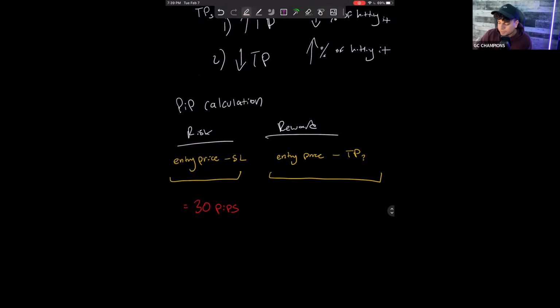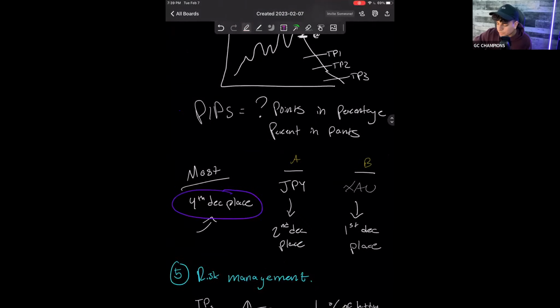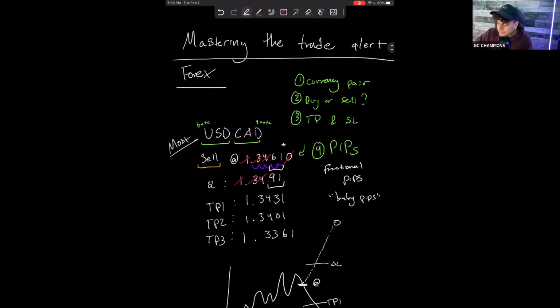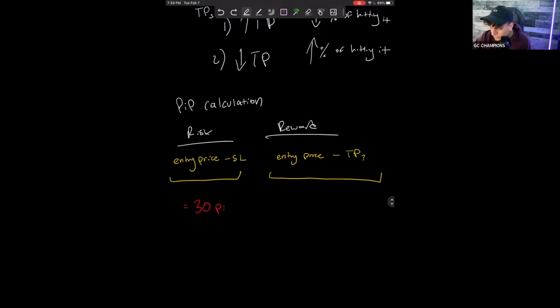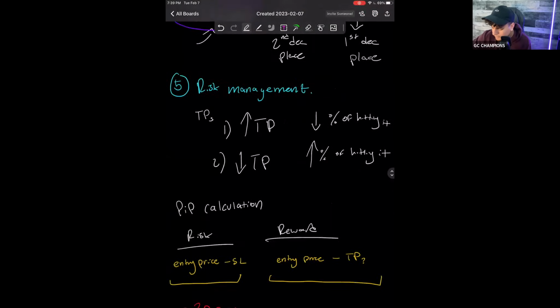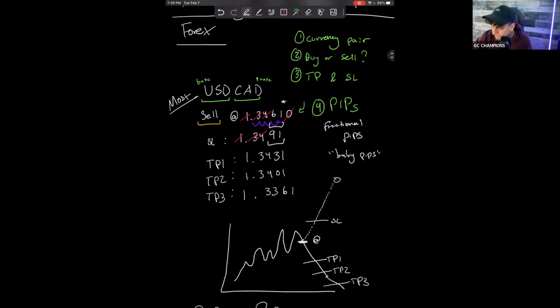So we did that by calculating the difference between the entry price and the stop loss. Now we're going to go to the reward. Remember how I put TP question mark? Now we have 3 options, so we're going to have to calculate the difference for each of these. I'm going to do the same thing, but we're going to compare our entry price, which, like Michelle said, is 1.3461, and TP1, 1.3431.